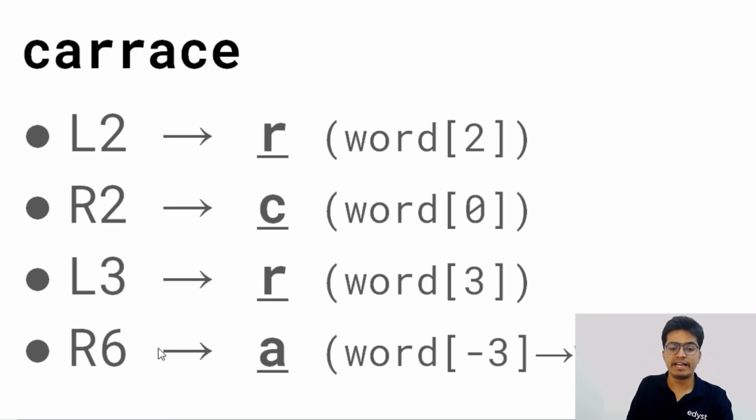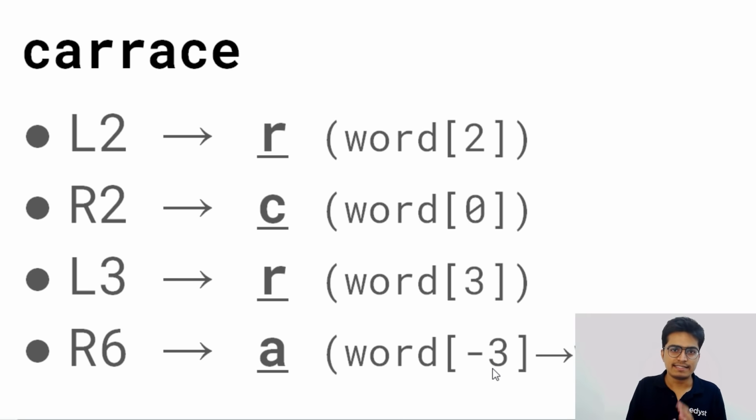And then you do a right rotate by 6. Now if you notice the pattern here, every left rotation basically shifts the first character's index forward. L2 shifts it by 2. R2 shifts it by -2. So if I do an L2, I end up at word of 2. If I do an R2, I end up at 2 minus 2, which is 0. If I do an L3, then I end up at 0 plus 3. And if I do an R6, I end up at -3.